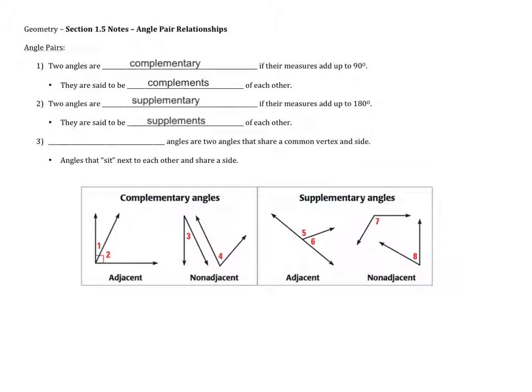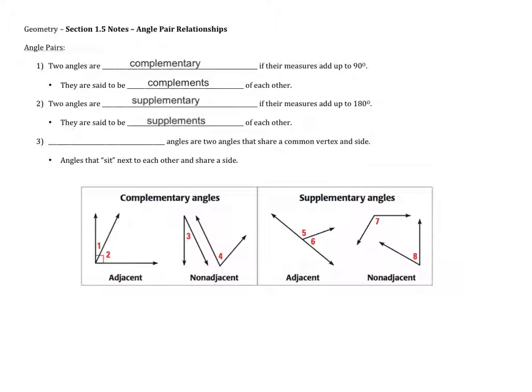So once again, complementary is 90, supplementary is 180. I've always thought of it as C comes before S in the alphabet, so 90 comes before 180. So complementary C, the 90 degrees, supplementary S, the 180.